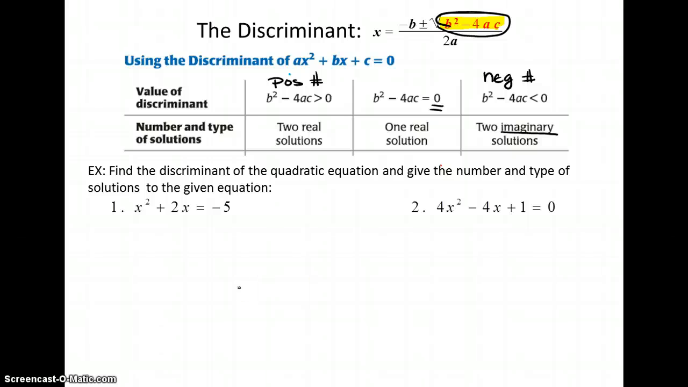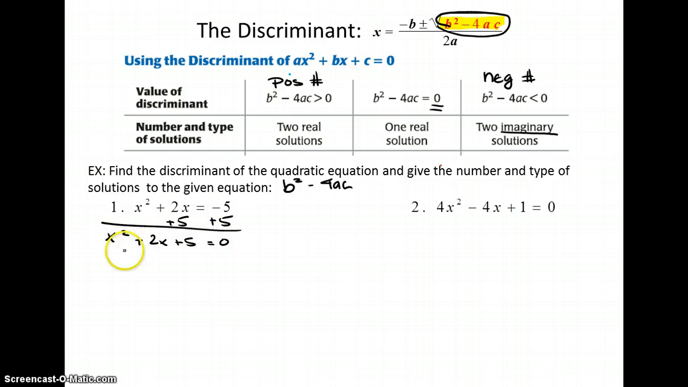So example for this one. Find the discriminant of the quadratic equation and give the number and type of solutions to the given equation. So for number 1, I have x squared plus 2x equals negative 5. Remember, the only thing I care about is b squared minus 4ac. So if you're thinking, oh man, we have to do all that work that we just did, we don't. If you do all the quadratic formula, you're doing too much. So I will, however, need to add 5 to both sides so that this is in standard form. And I get x squared plus 2x plus 5 is equal to 0.